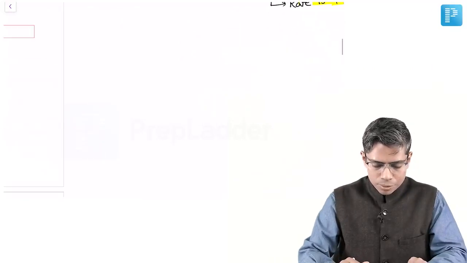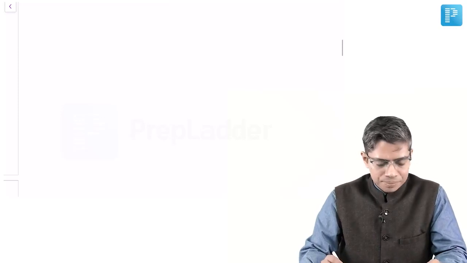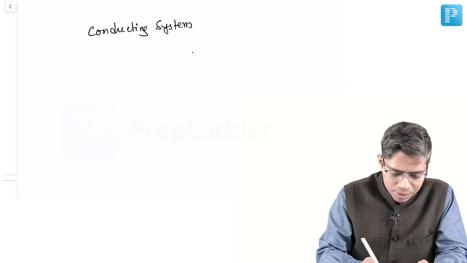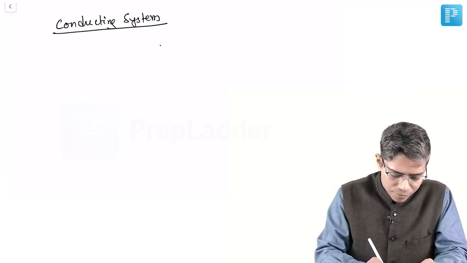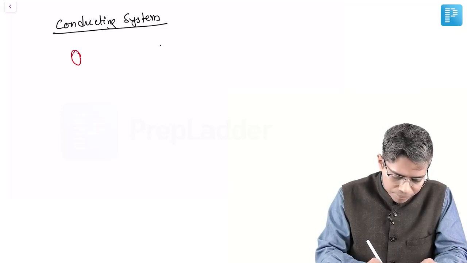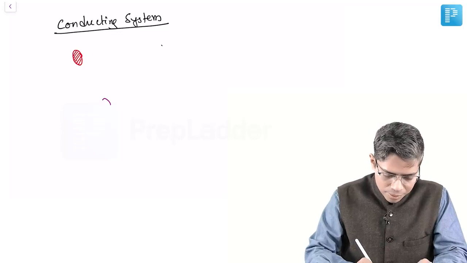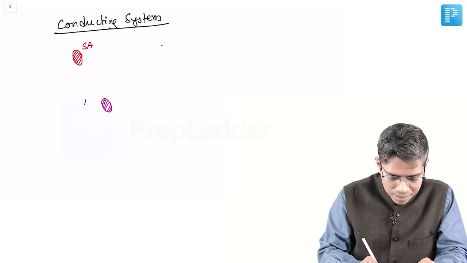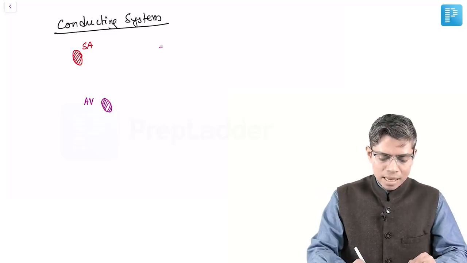Now we are going to the next part, that is the conducting system of the heart. So conducting system of the heart is very easy. All of you know this thing. So it starts from the SA node. So suppose this is my SA node, and then the next is the AV node. Suppose this is the AV node, right? So SA node and this is AV node. First MCQ, what is the location of this SA node and AV node?